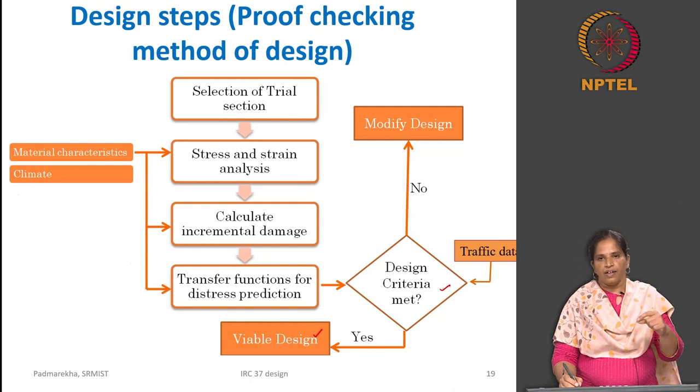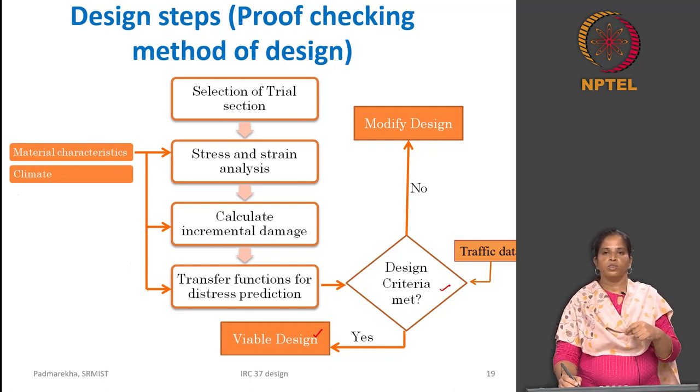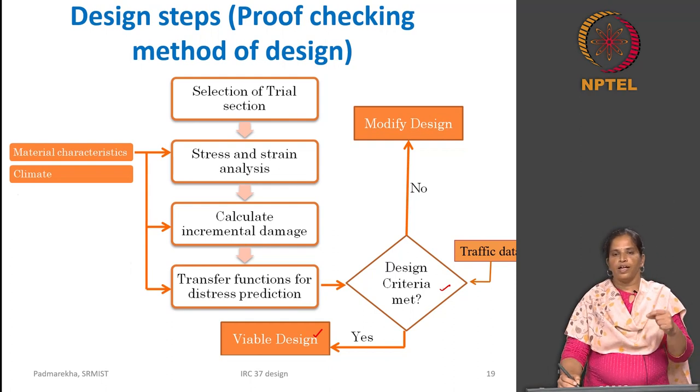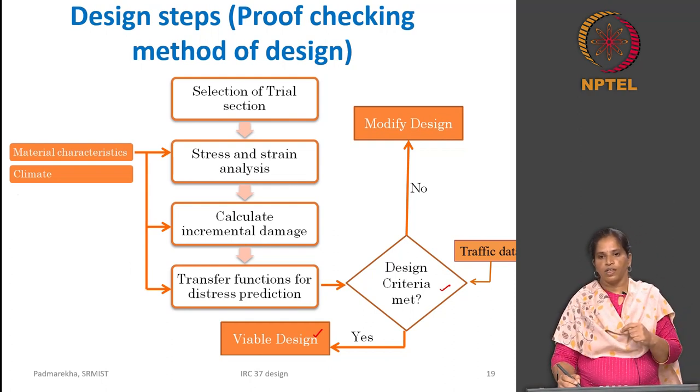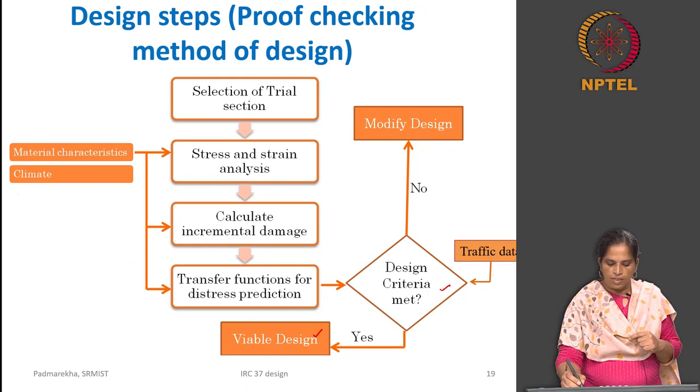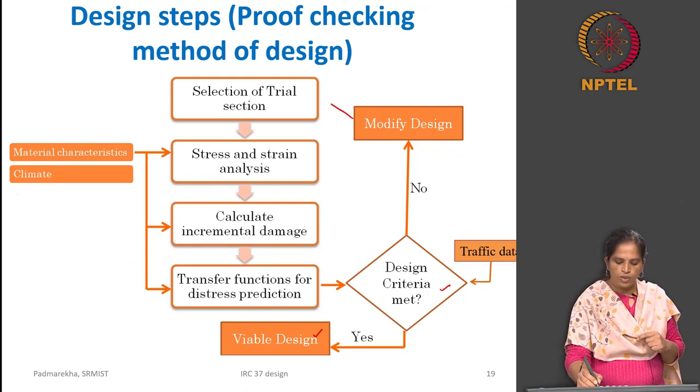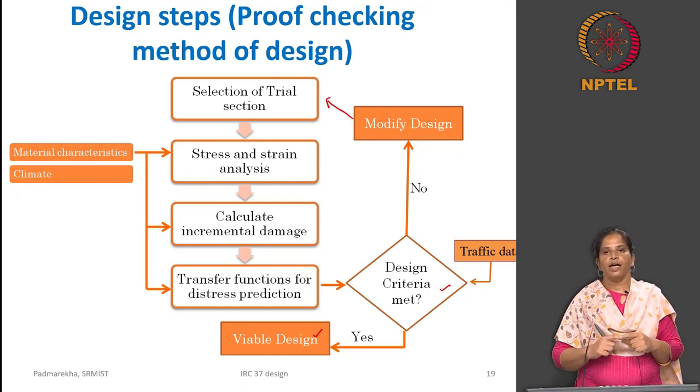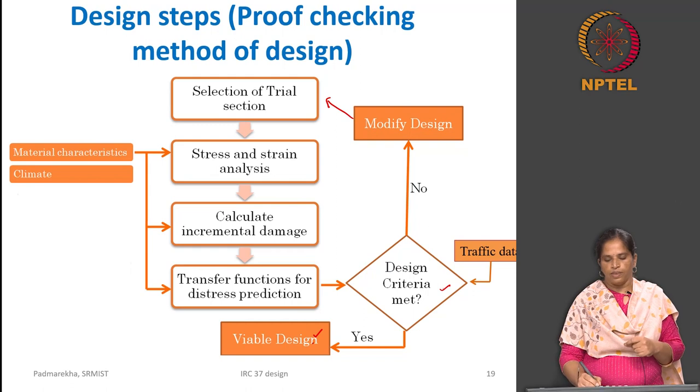Otherwise, if the rut depth exceeds 20 millimeter, or if the fatigue damage exceeds 20% of cracked surface in terms of the number of repetitions of a standard axle load, you modify the design. Modifying the design includes trying different trial sections. It can be different thickness or use of different layer combinations so as to get a viable design here.